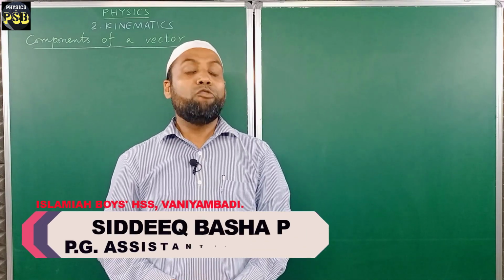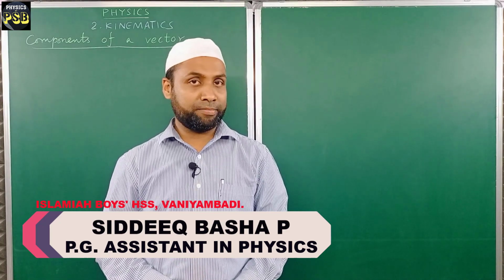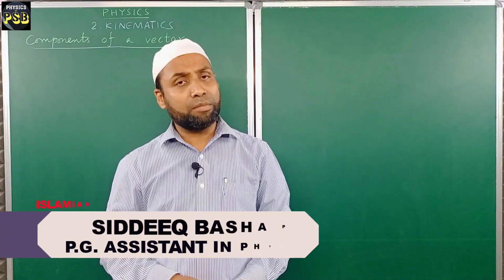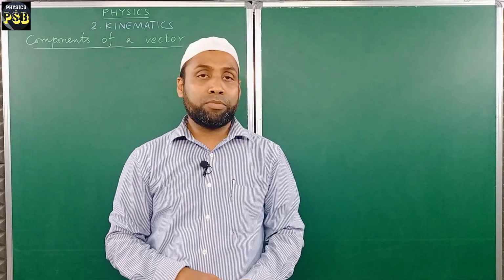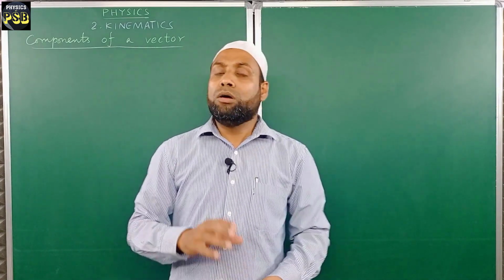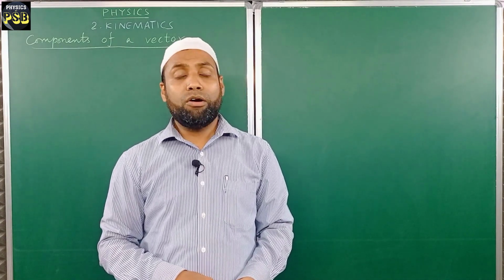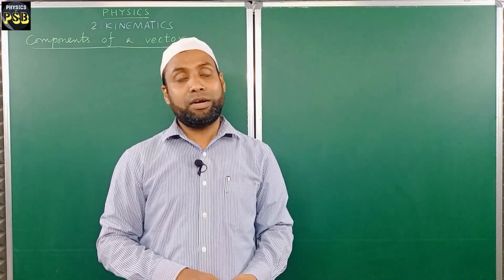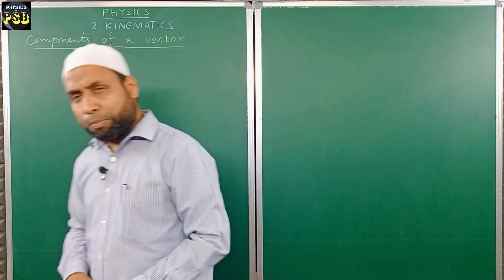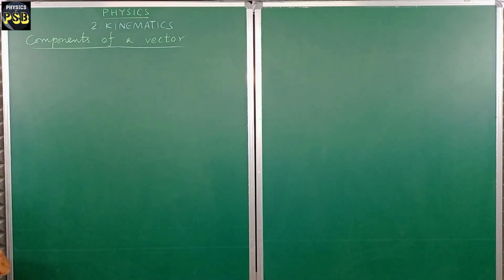We know vector is a quantity which possesses both the magnitude and direction. In this video, we will discuss about components of a vector. To discuss about the components of a vector, we must know how to represent a vector geometrically. To represent a vector geometrically, we take a coordinate system.